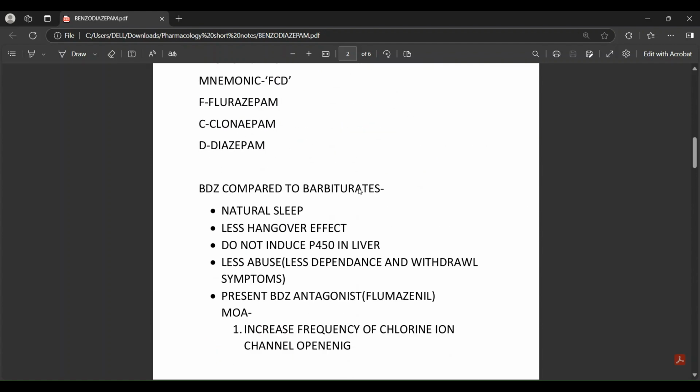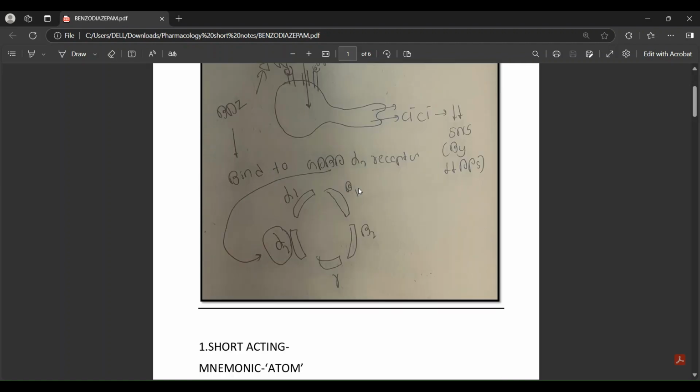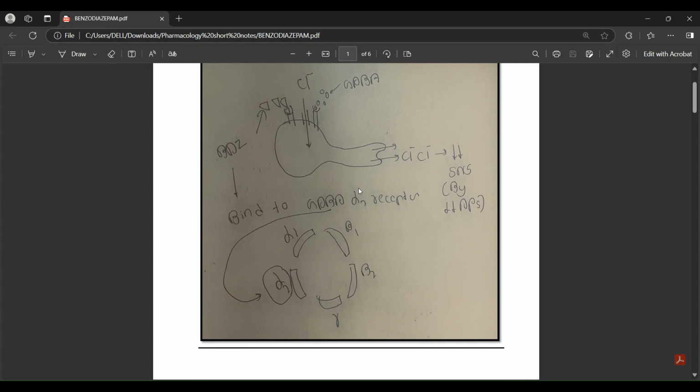So just remember what benzodiazepine is doing: it enhances the function of GABA. What does GABA do? It opens the chlorine channel and chlorine will be released, and we know chlorine has an inhibitory effect. In physiology we know chlorine has an inhibitory effect, because the positive charge will be neutralized by the negative chlorine, and it will decrease the sympathetic nervous system and decrease the action potentials that the sympathetic nervous system is producing.